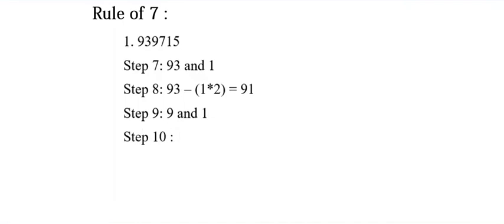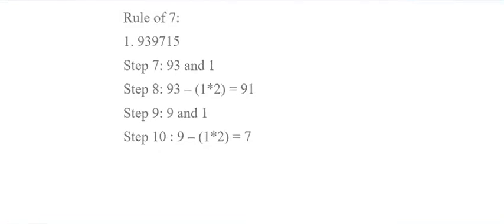So 9 minus 1, I'll write it as 9 minus of 1 into 2. So what is 9 minus of 1 into 2? 9 minus 2. 9 minus 2 will be what? 7. That means to say the number 939715, this number 939715 is completely divisible by 7. Very simple, as simple as that.